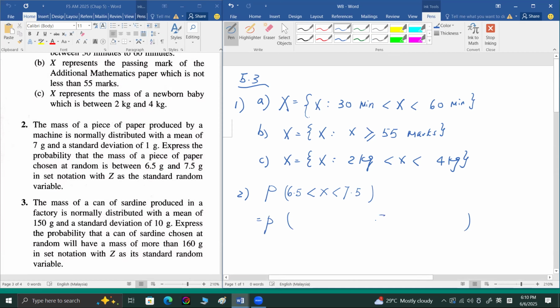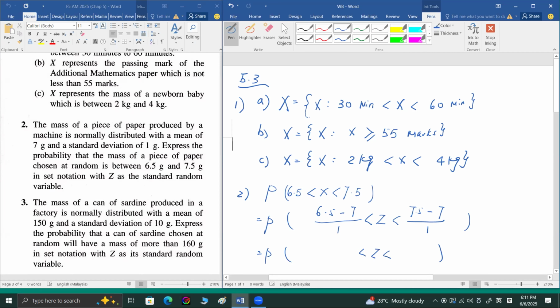You change it to Z, where you use X minus mean, per standard deviation. The mean is 7 and the standard deviation is 1. I repeat, so it lies between, get your X minus mean per standard deviation. So now, how do you change to Z already, class?